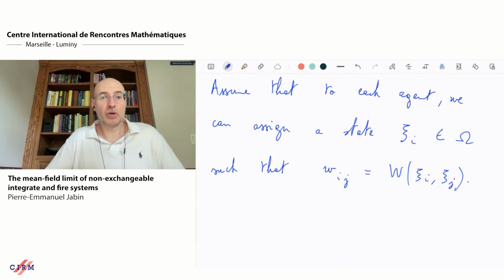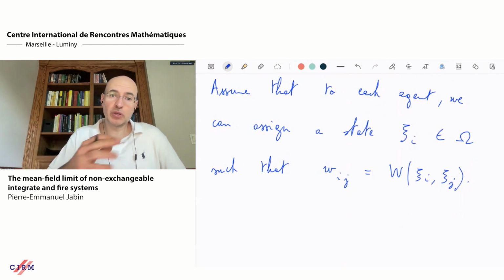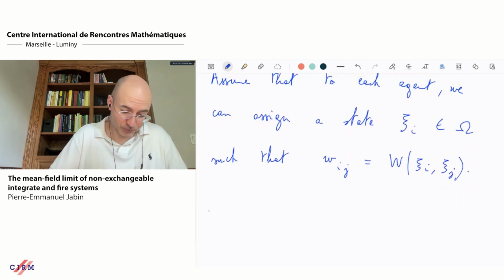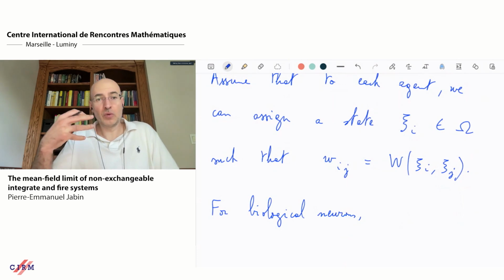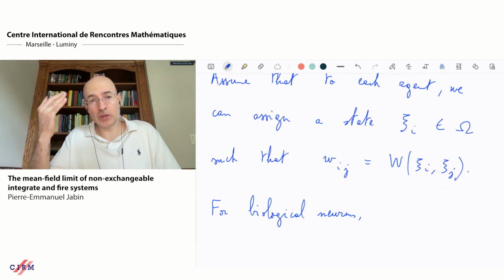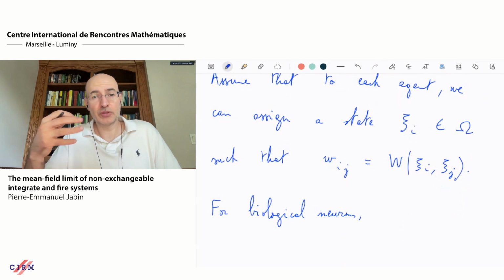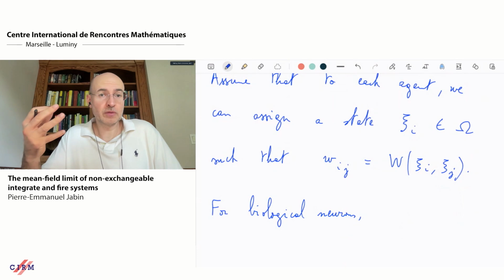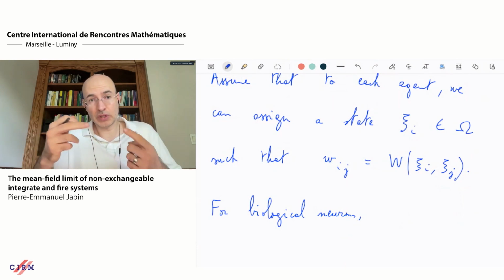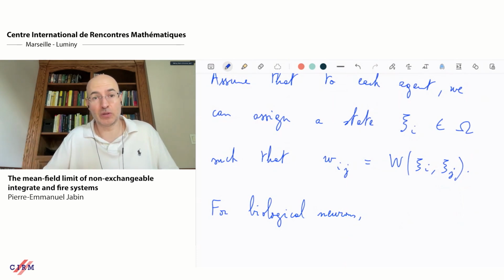Now, why is this possible? Well, in general, you might ask, there's no particular reason for it, but of course we can think of some cases. If I'm going back to the examples of biological neurons, what you find, and this again has a long history starting in the late 60s, actually, you find in the literature various assumptions that the way two neurons are connected may depend actually on their physical location.